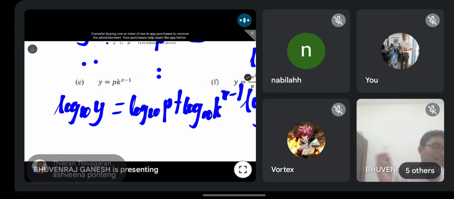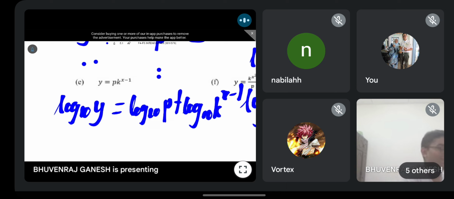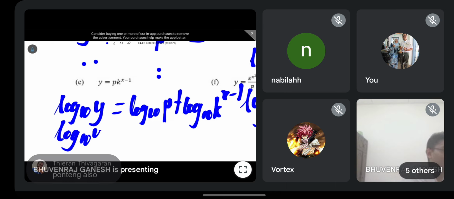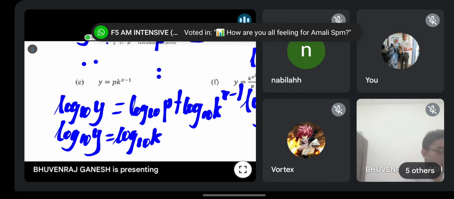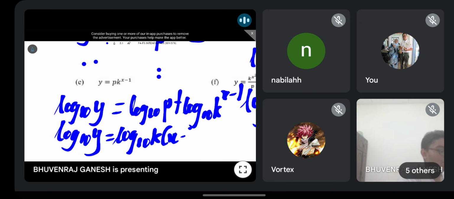Okay, Ashwina Ponteng. The others, what the others doing? You are focusing on one person only? Ponteng also, everyone Ponteng.